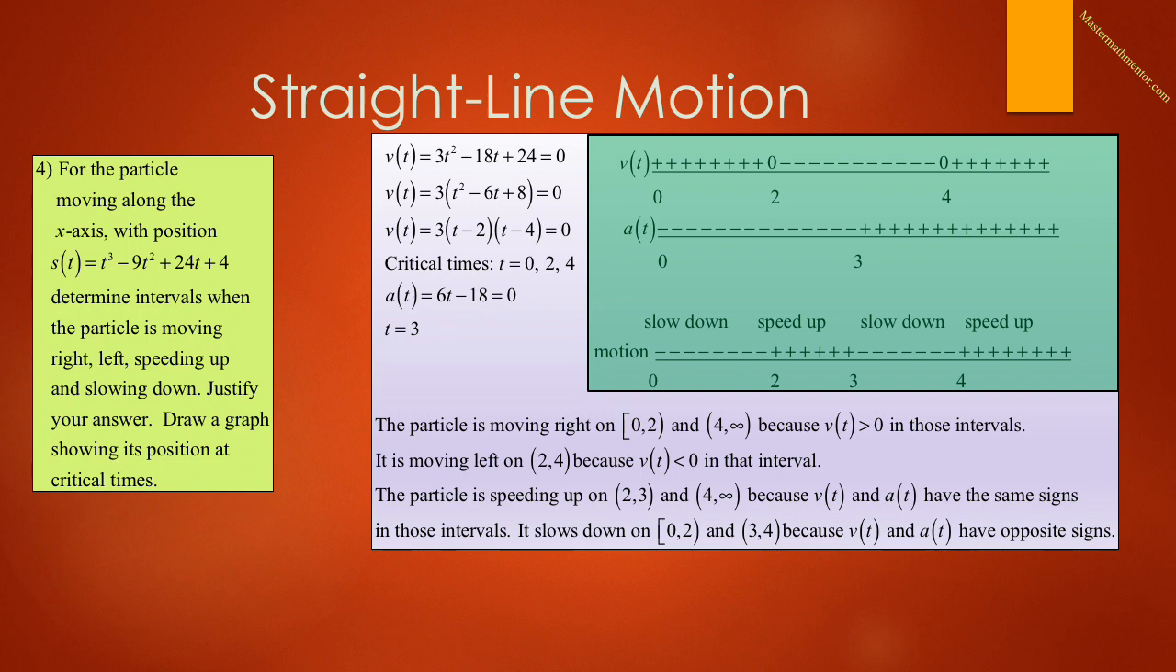So multiplying the signs, we get from 0 to 2, positive times negative, which is negative. From 2 to 3, we get negative times negative, which is positive. From 3 to 4, we get negative times positive, which is negative. And from 4 onward, we get positive times positive, which is positive, meaning that our particle is slowing down, then speeding up, then slowing down, then speeding up.